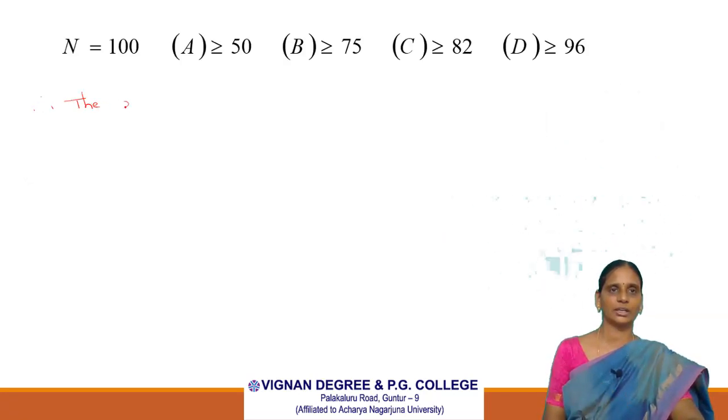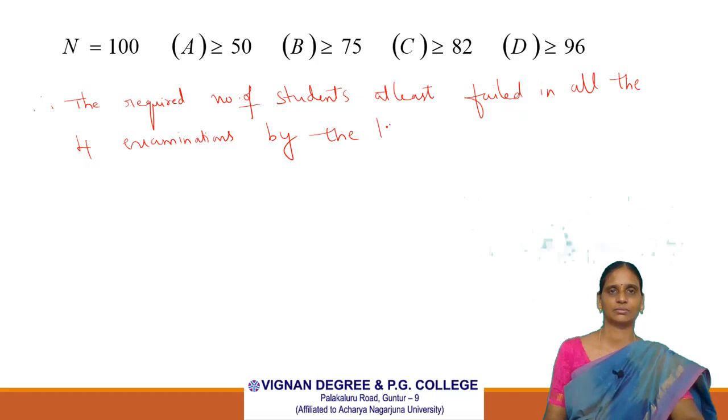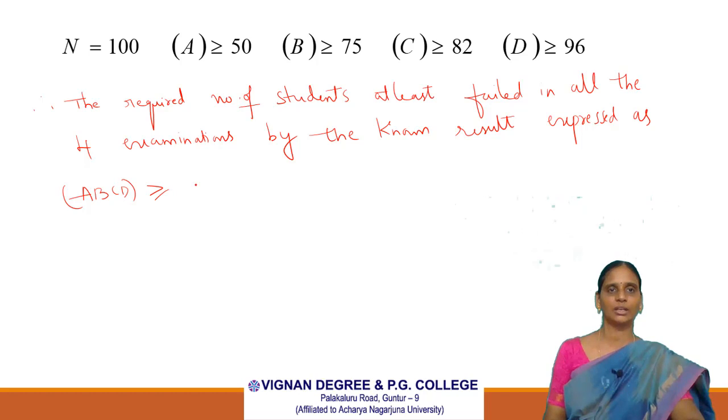Therefore, the required number of students who failed in all the 4 examinations, by the known result, is expressed as frequency of ABCD greater than or equal to frequency of A plus frequency of B plus frequency of C plus frequency of D minus 3N.